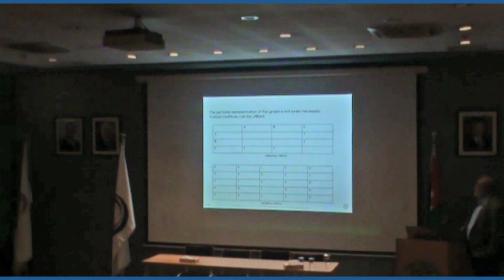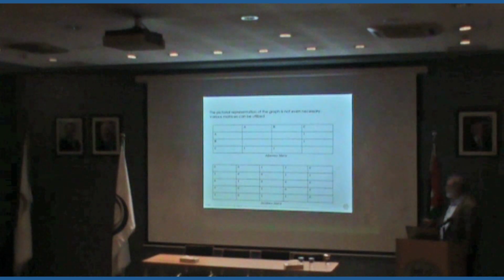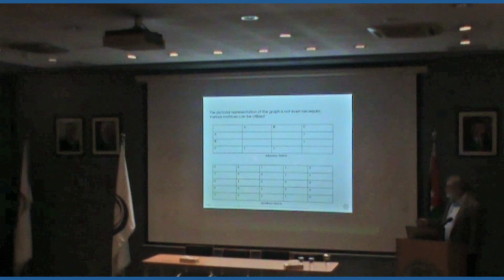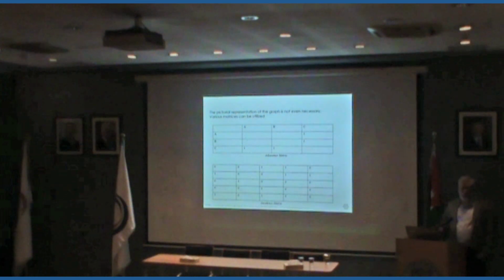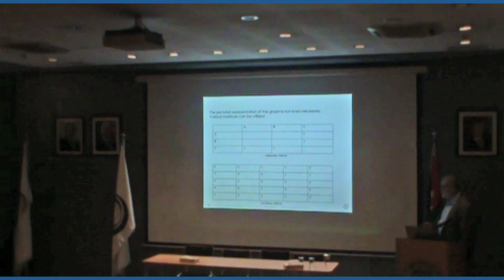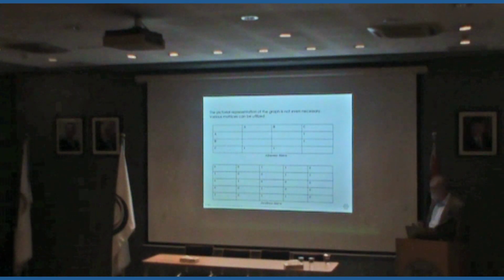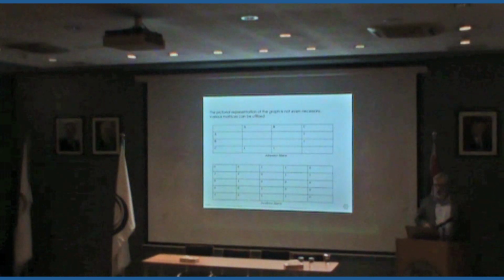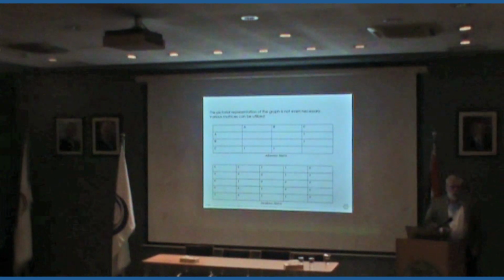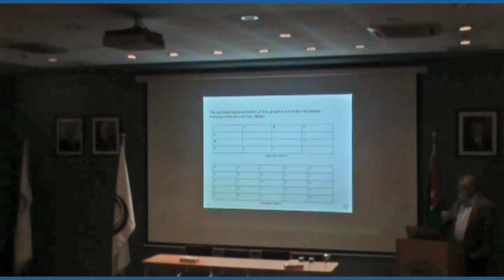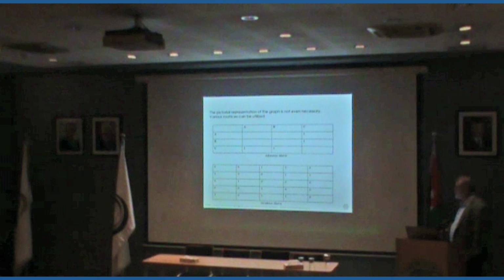Now, the pictorial representation isn't even necessary. Here I've represented those same graphs as an adjacency matrix, just showing you which vertices are adjacent to each other, have a direct connection, and an incidence matrix. These are very often used, particularly with large, complex graphs, so that you can feed them into mathematical programs to analyze them and produce results.